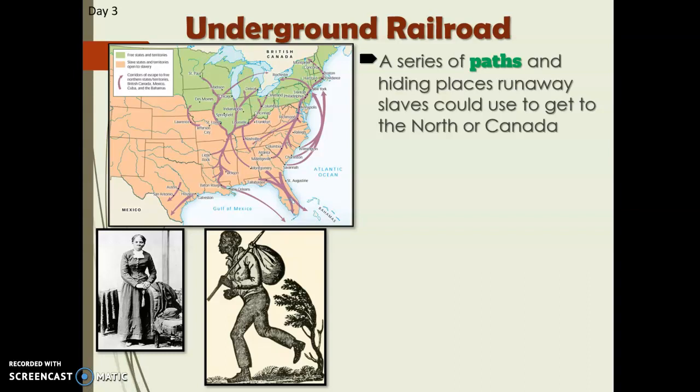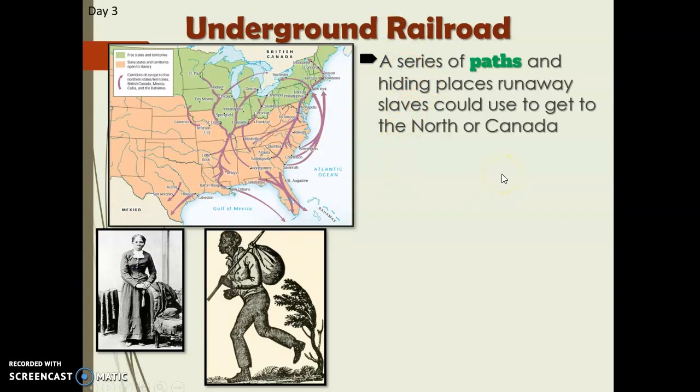So, the Underground Railroad was set up by abolitionists. It was a series of paths and hiding places that runaway slaves could use to get to the north or Canada. They even tried Mexico, the Bahamas. They went to Cuba. So that's where a lot of them were trying to head, just places where they could become free.